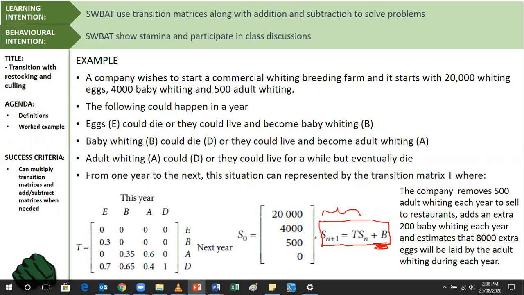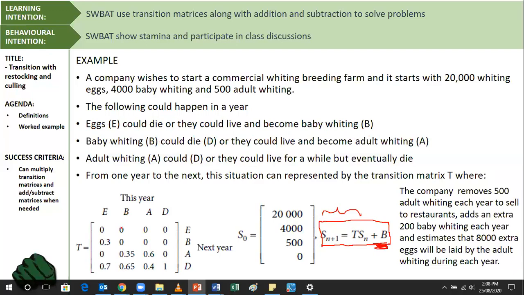Sometimes you might plus a negative number, which really means to remove. Going through this first example: a company wishes to start a commercial whiting breeding farm. They start off with 20,000 whiting eggs, 4,000 baby whitings and 500 adult whitings. In each year, these are the things that can happen. Eggs could die or they could live and become babies. Baby whitings can either die or live and become adult whitings.